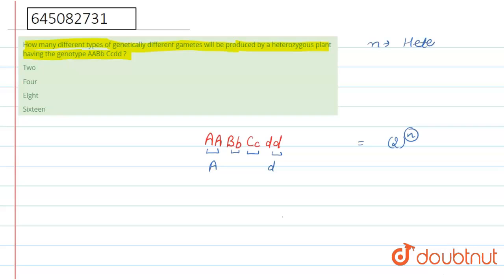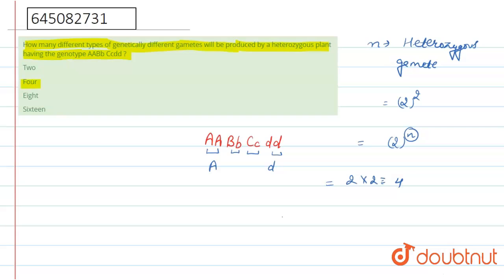Okay, so we can say that n resembles heterozygous. So here there are two types of heterozygous gametes. So we can say that 2 to the power n, but n is equal to 2. So we can say that 2 into 2 is equal to 4. Okay, so here the number of different types of gametes is 4.